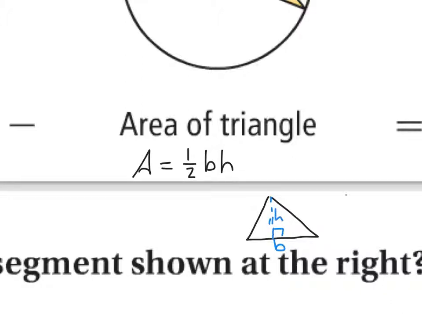If I have a right triangle, right triangles are really nice because then I can call this my base and this side of the triangle is then my height because it's perpendicular to each other. All right?